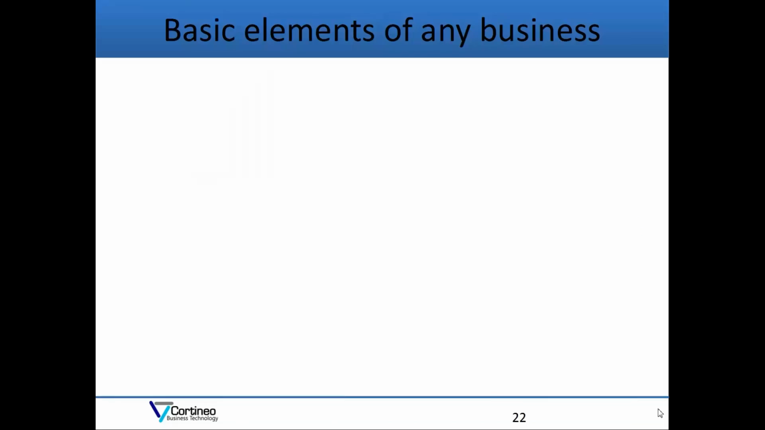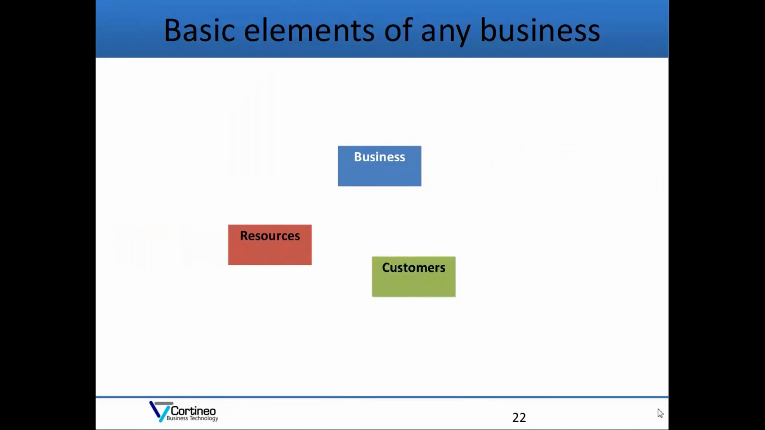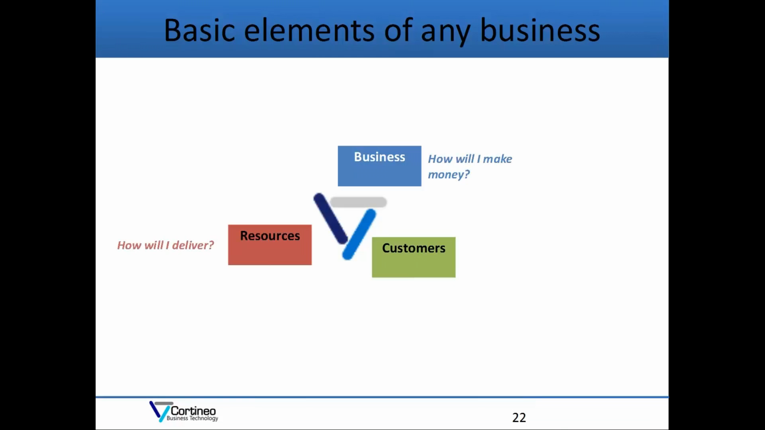Keeping it simple, there are three functional areas of your business: the business entity itself, the customers you serve, and the resources that you use to provide products and services. Each of these functional areas has a guiding question that describes the objective. In the business area, we are simply focused on how you will make money. In the customers area, the focus is on where the money will come from, and the resources area is focused on how you will actually deliver your product or service.